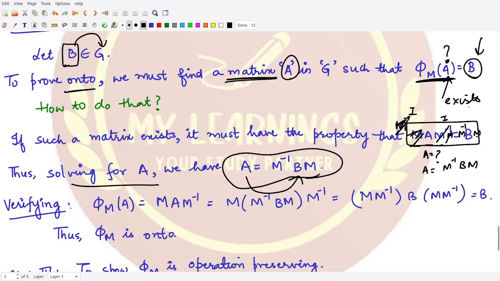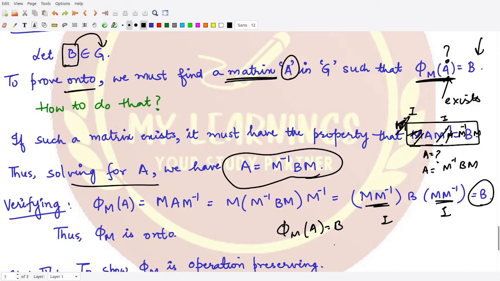So let's verify whether our calculation is correct or not. Let's consider phi M of A, substitute the value from the definition, so it is M A M inverse. Now we can substitute the value of A here, which is M inverse B M, right? Now you can use the associativity property. Why? Because we are in groups. So this could be written like this and this could be written like this. We just have to adjust the brackets. So this one would give us identity, this one also gives us identity. So identity into B into identity is just B. So you saw we have phi M of A is equal to B whenever B was given to us. Therefore phi M is onto.